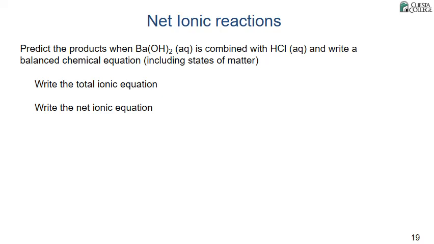Let's do an example of a net ionic equation for a reaction between barium hydroxide and HCl, both in aqueous solution. First we'll write a balanced chemical equation, including states of matter. Then we'll write the total ionic equation, and then the net ionic equation as a result from crossing out spectators. Think for a moment what the products of the reaction might be. It's just a simple double replacement reaction, so we can begin by writing the barium hydroxide combining with the HCl.